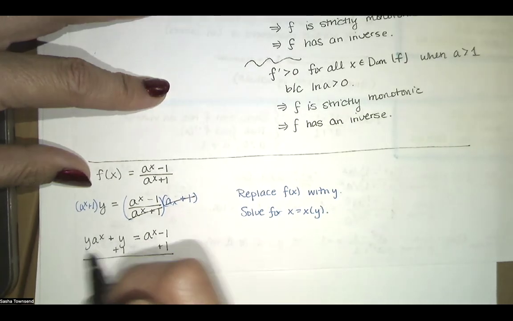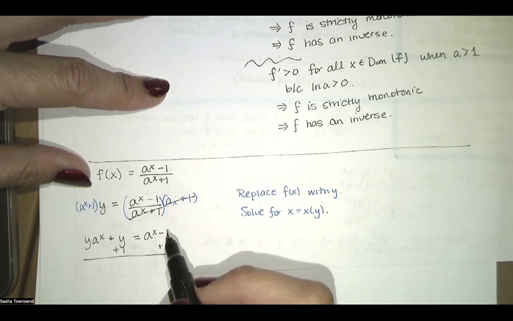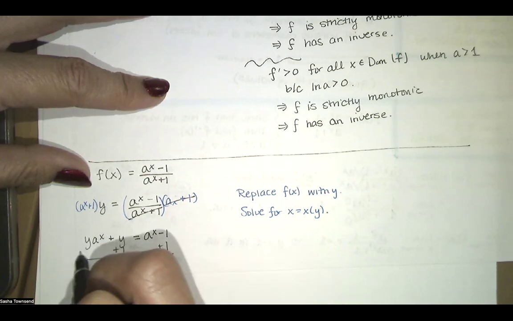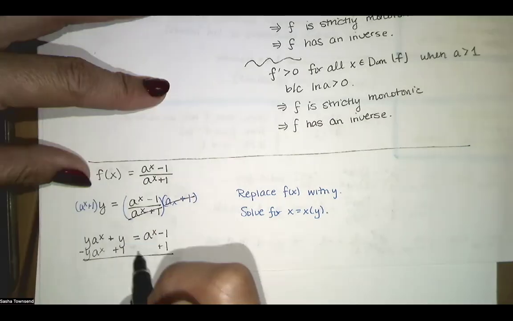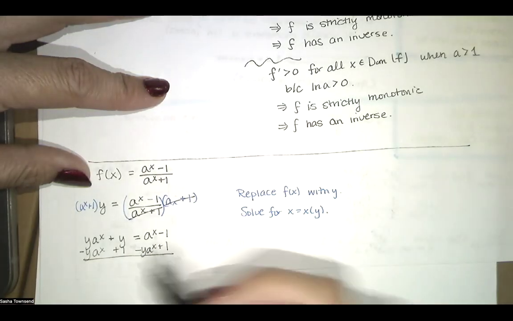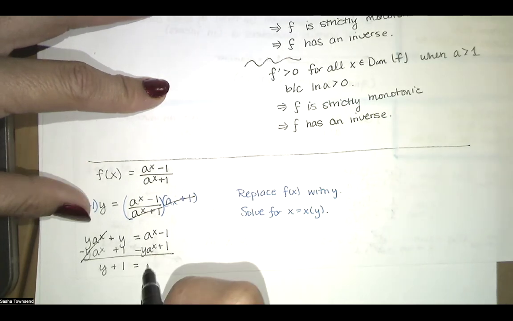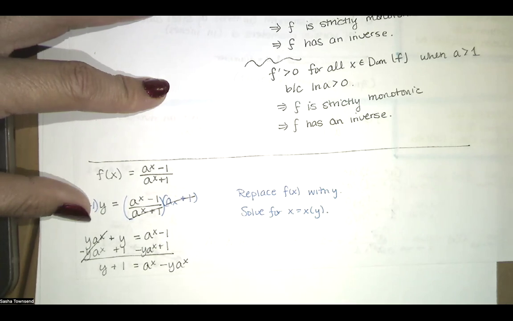And I want to move this x term from the left to the right. So I'll subtract y times a to the x from both sides. If I subtract those, I have a y plus 1 on the left-hand side. And then on the right-hand side, I have an a to the x minus y times a to the x.